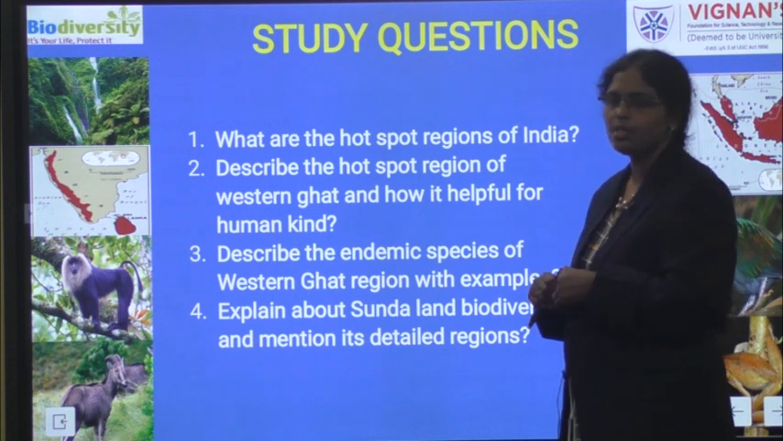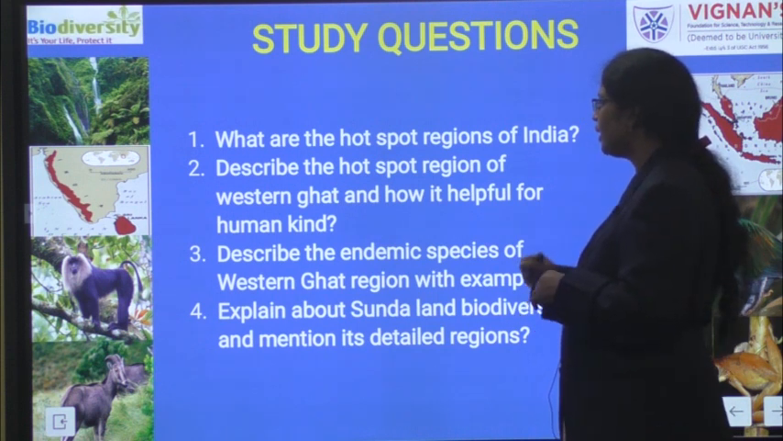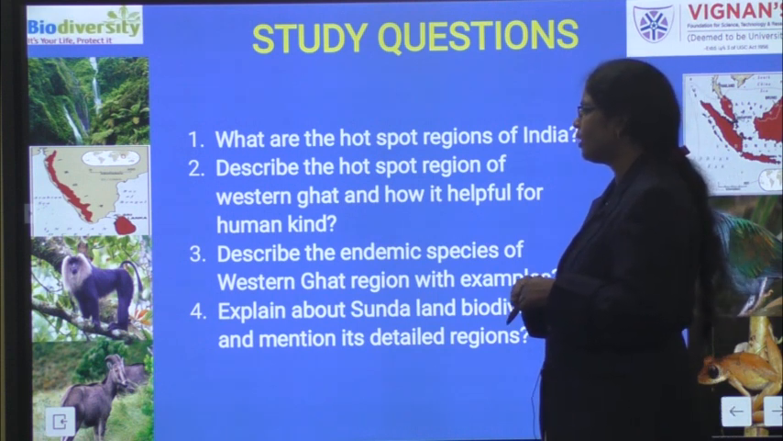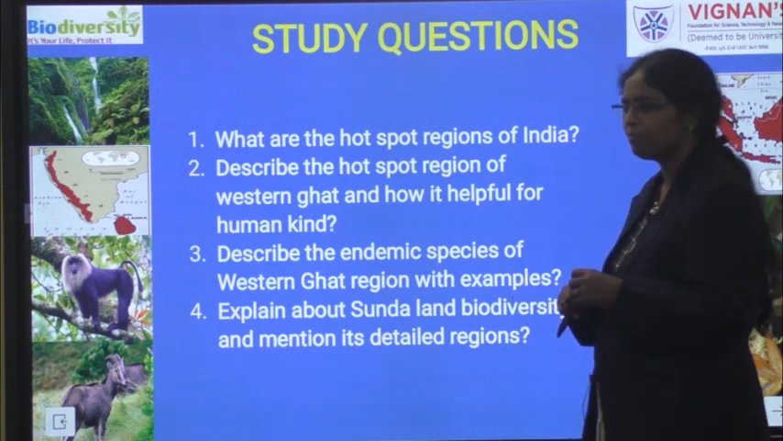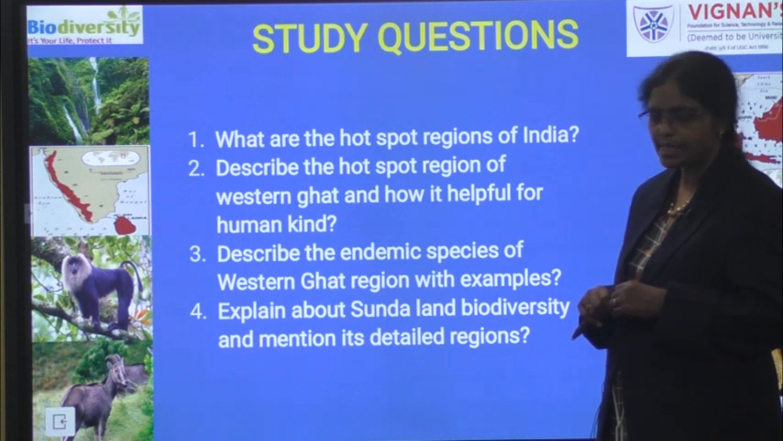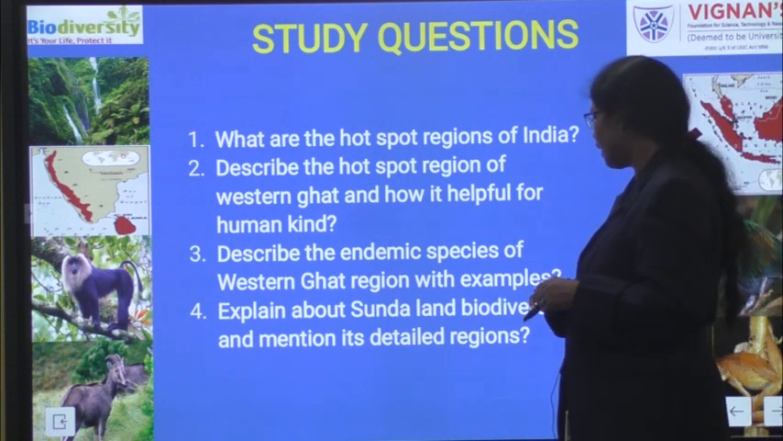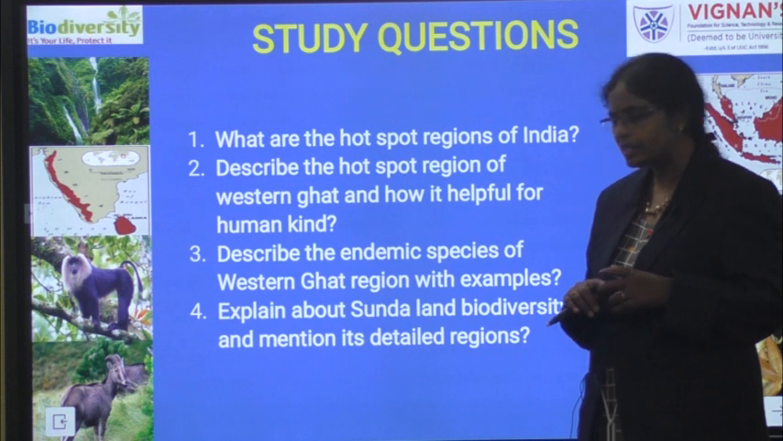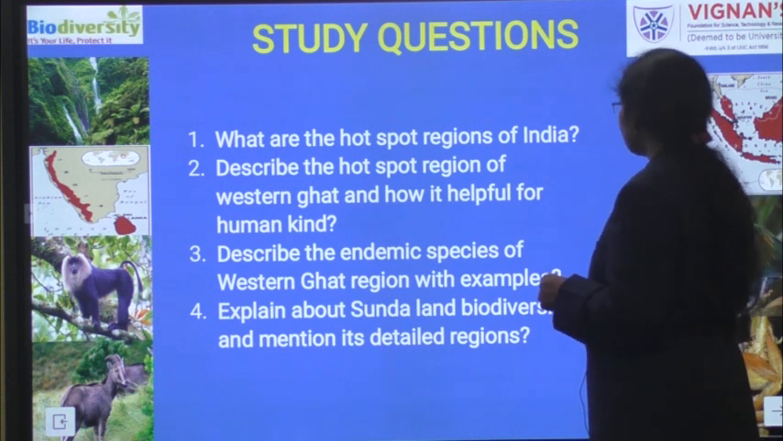Now the study questions: What are the hotspot regions of India? Describe the hotspot region of the Western Ghats and how it is helpful for humankind. Describe the endemic species of the Western Ghat region with examples. And explain about Sundaland biodiversity and mention its detailed regions.